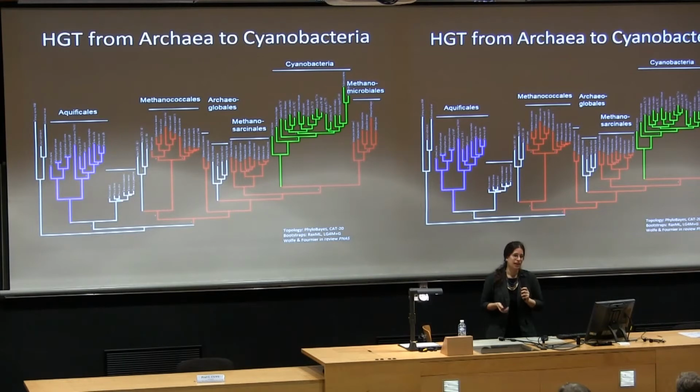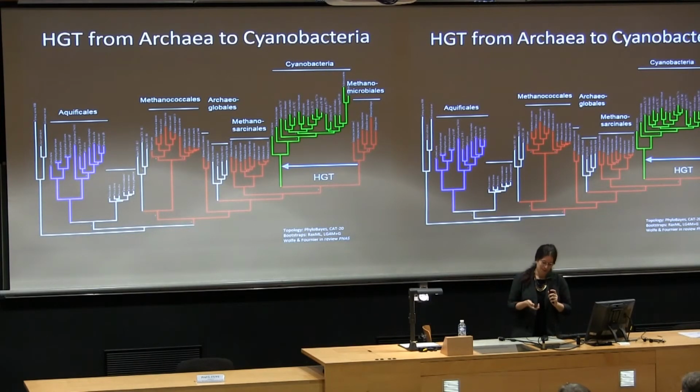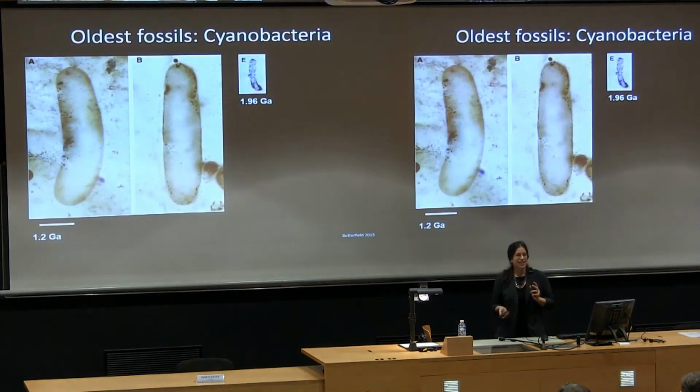So we did identify within Archaea, and the red lineages are all different methanogens of Archaea, a gene transfer from there to Cyanobacteria. So I've got to back up and say that Cyanobacteria is actually pretty much the only microbial, prokaryotic clade that has anything resembling a real fossil that we can identify.